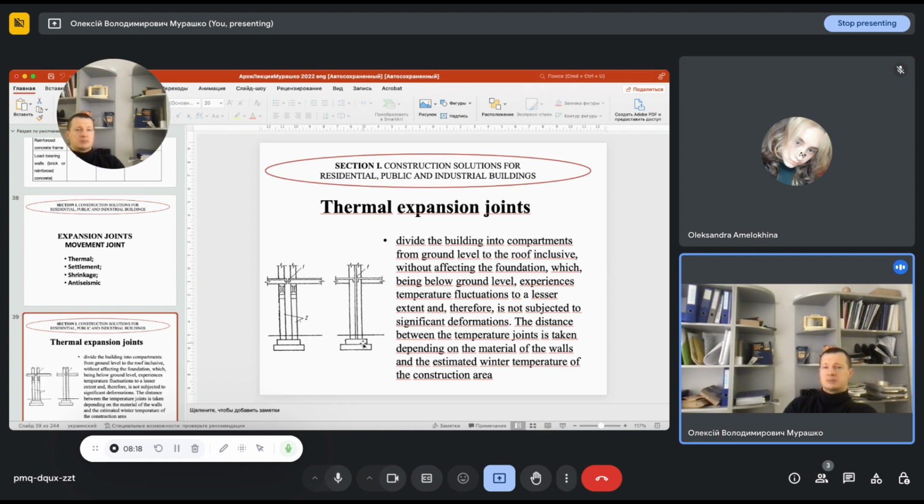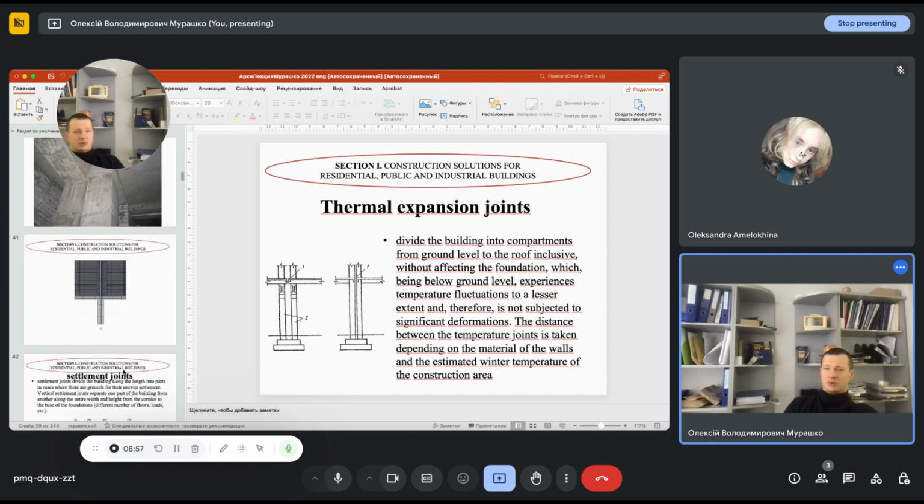Why? It is connected with the fact that constructions located underground are almost always at the same temperature, because underground, deeper than 1 meter from the surface, we find exactly the same temperature, something like 12 degrees Celsius. So the thermal expansion joint splits the above-ground part of the building, but it does not split the underground part of the building.